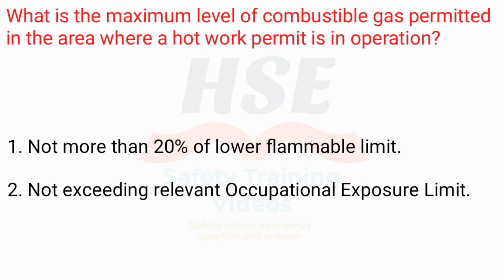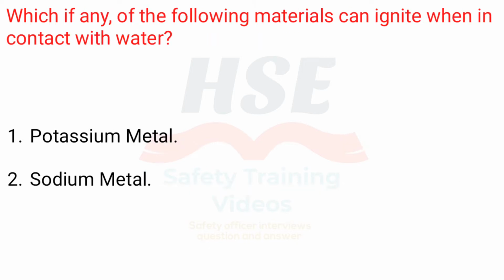What is the maximum level of combustible gas permitted in the area where a hot work permit is in operation? 1. Not more than 20% of lower flammable limit. 2. Not exceeding relevant occupational exposure limit. Which, if any, of the following materials can ignite when in contact with water? 1. Potassium metal. 2. Sodium metal.